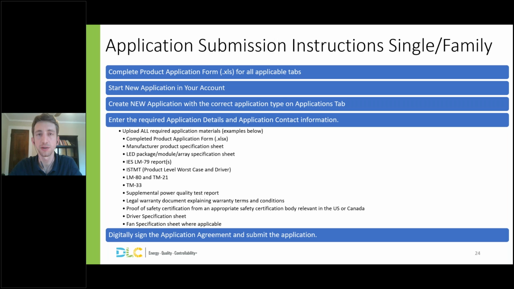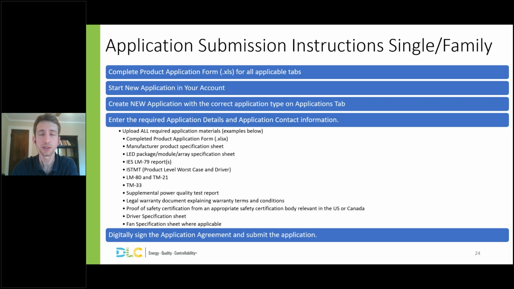This slide here shows the general instructions for submitting a Hort single or family application. All applications have an associated application Excel form, which will be used by the submitter to populate the reported performance data, as well as a few other pieces of information. Dependent on the type of application you're submitting, there may be a different application Excel form, which I'll go into a little more detail in the following slides.